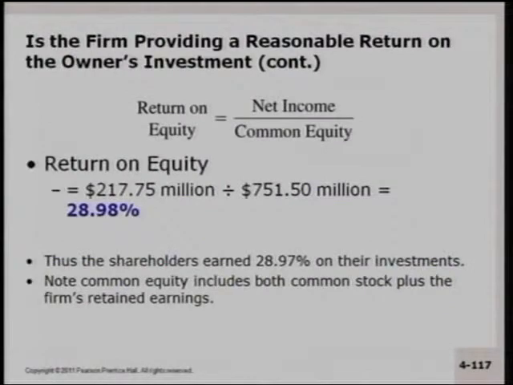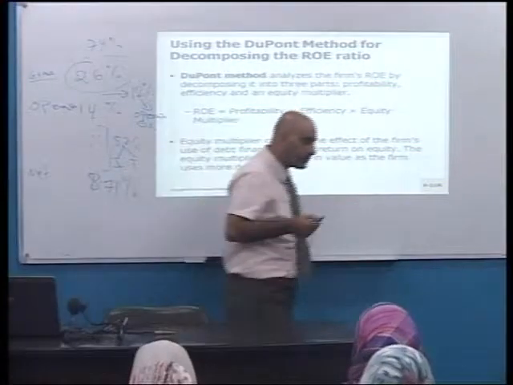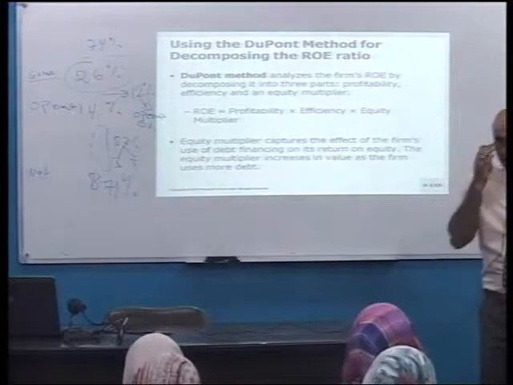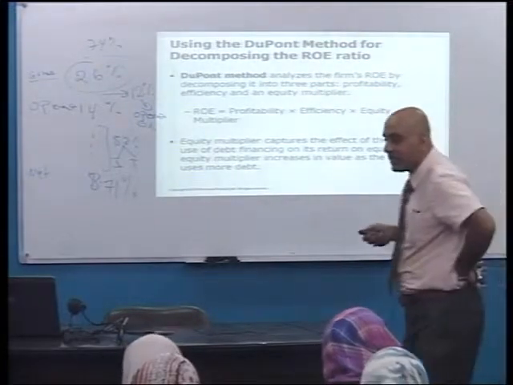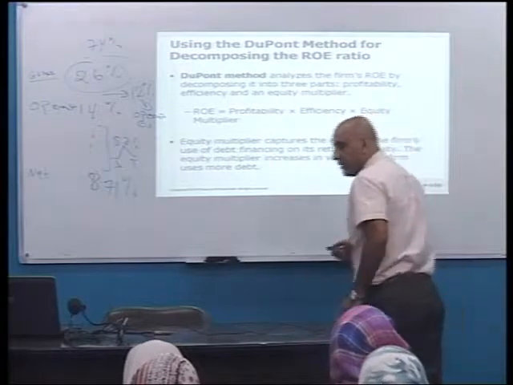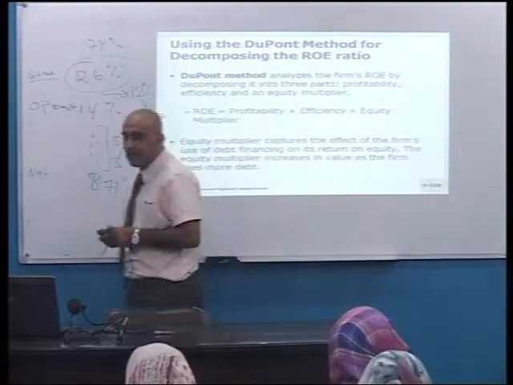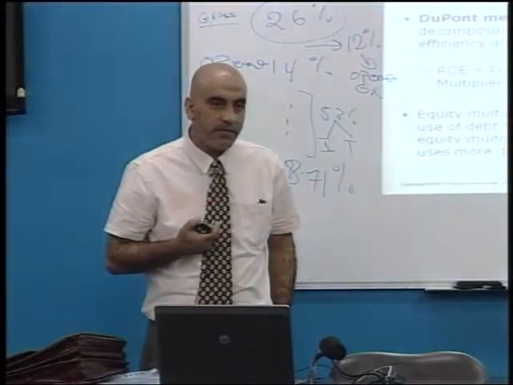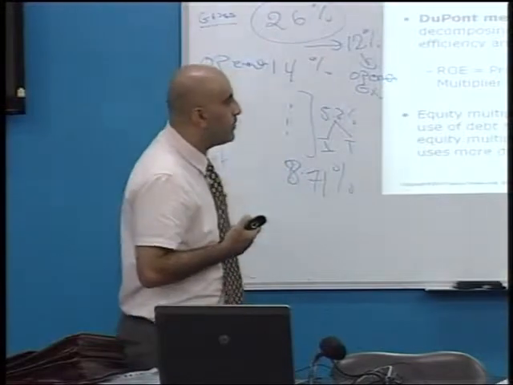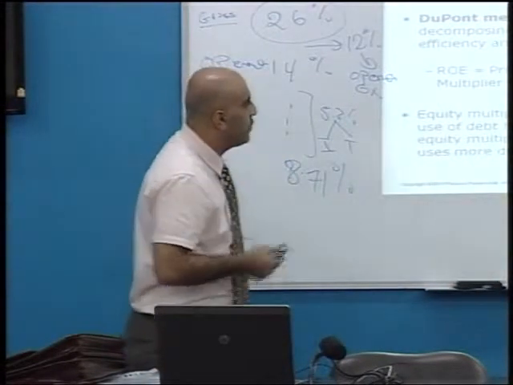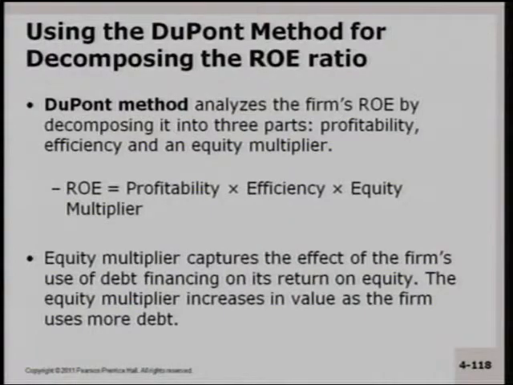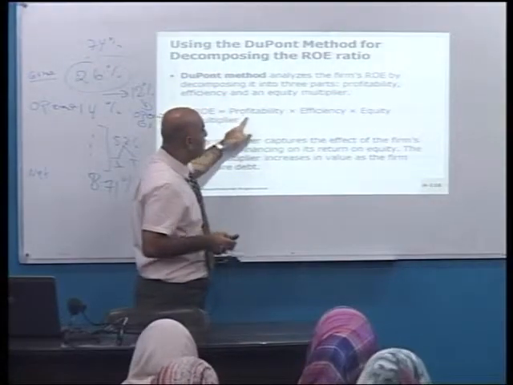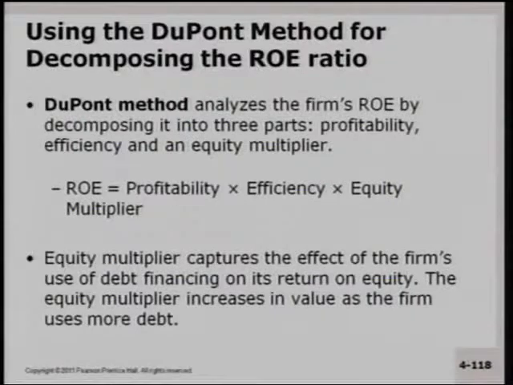Okay, let's talk about the Dupont analysis. The Dupont analysis was generated by Modigliani and Miller, and it in particular measures the return on equity. To estimate this, we are using 3 ratios: 1, 2, and 3. The first one is the profitability ratios, the second one is the efficiency ratios, and the third one is the equity multiplier.